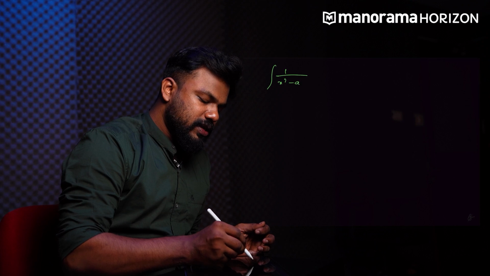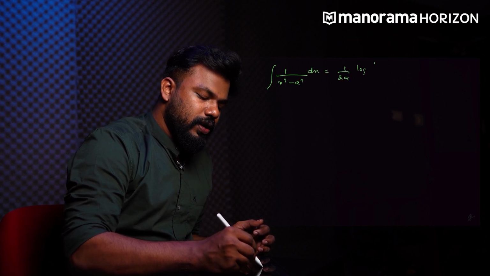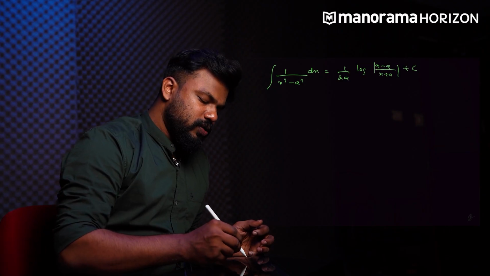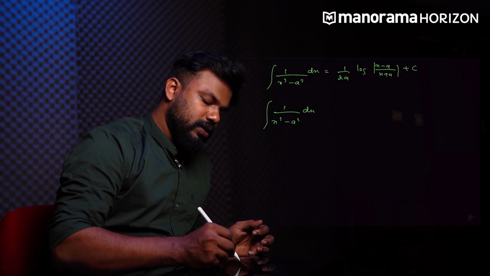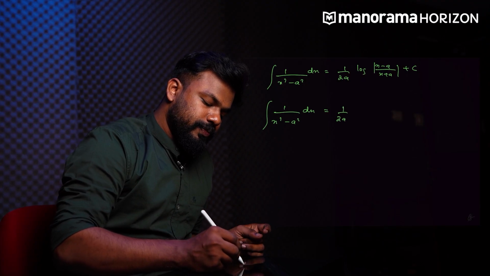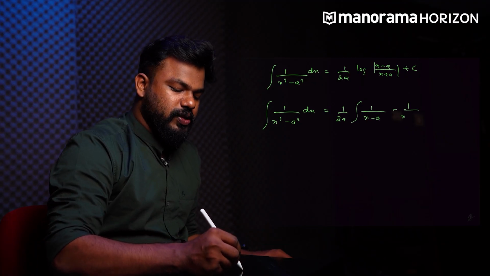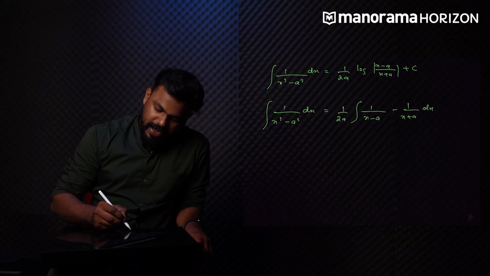Now, there is one thing that I want to tell you guys. You know that integral 1 by x square minus a square dx is nothing but 1 by 2a log mod x minus a by x plus a plus c. We also wrote this as 1 by 2a integral of 1 by x minus a minus 1 by x plus a. This way.